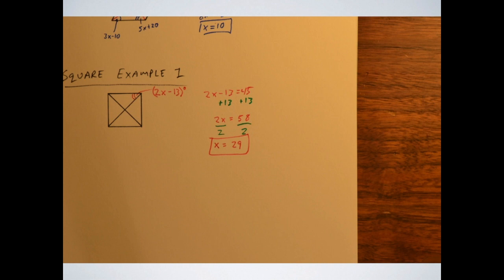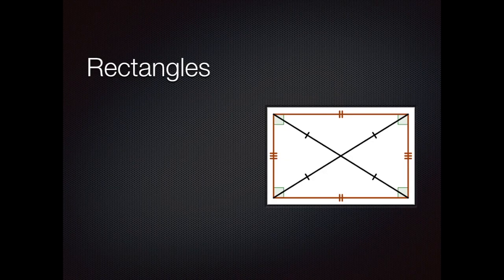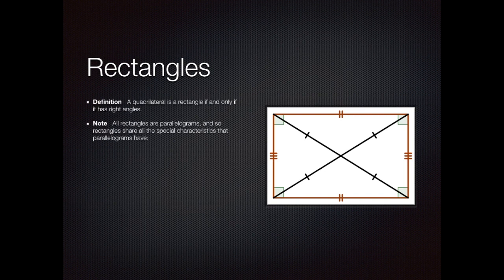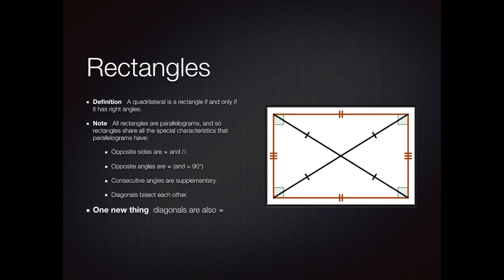Let's throw another couple of definitions at you. A rectangle is a special type of parallelogram. It has all right angles. And because rectangles are parallelograms, they share all of the special characteristics that parallelograms have. In other words, opposite sides are congruent and parallel. Opposite angles are congruent. They're also all 90 degrees. Consecutive angles are supplementary. The diagonals bisect each other. And then one new piece of information: the diagonals are congruent in length.